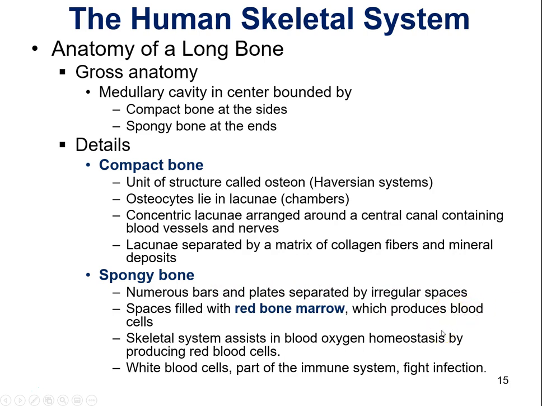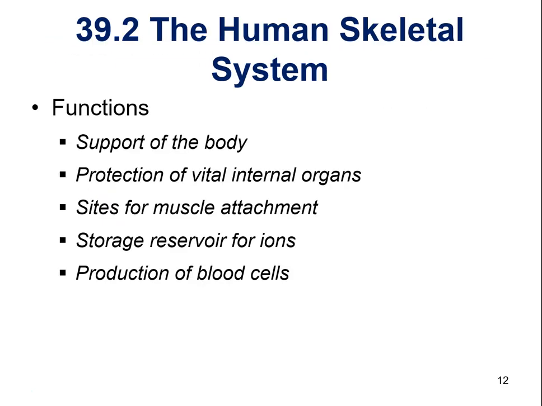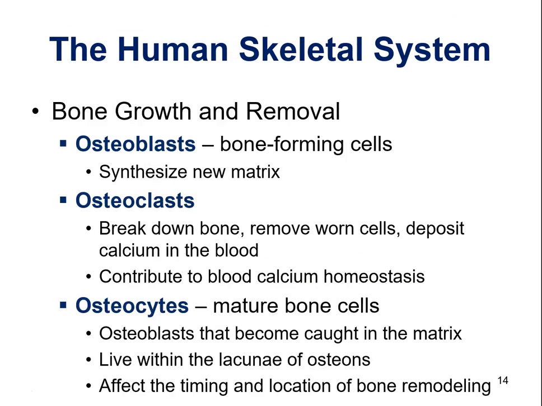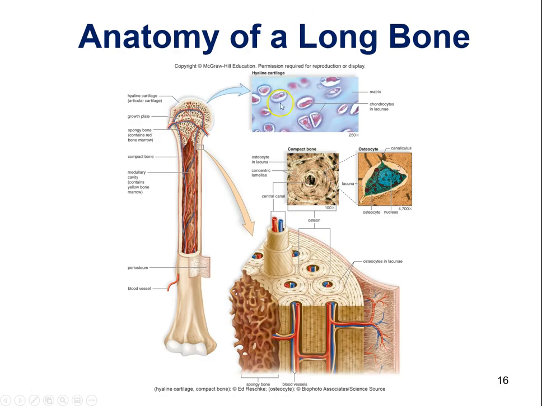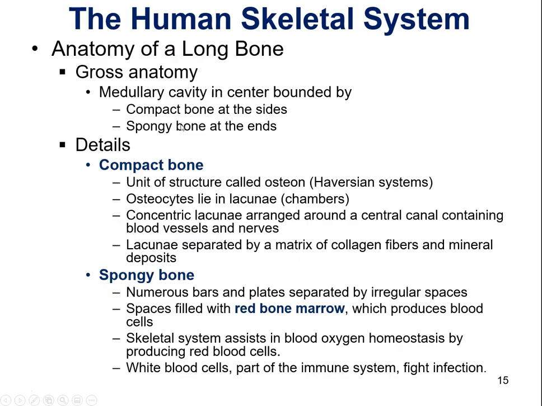All right, for spongy bone, it says there are numerous bars and plates that are separated by irregular spaces. So there's lots of spaces, hence the name spongy bone, and those spaces are filled with red bone marrow, as I said. This is the site of blood cell synthesis, okay? So again, if we go back to the functions, production of blood cells, where is the production of blood cells happening in the bone? In the red bone marrow. Where is that red bone marrow located? At the ends of the bone, in the spongy bone, okay?